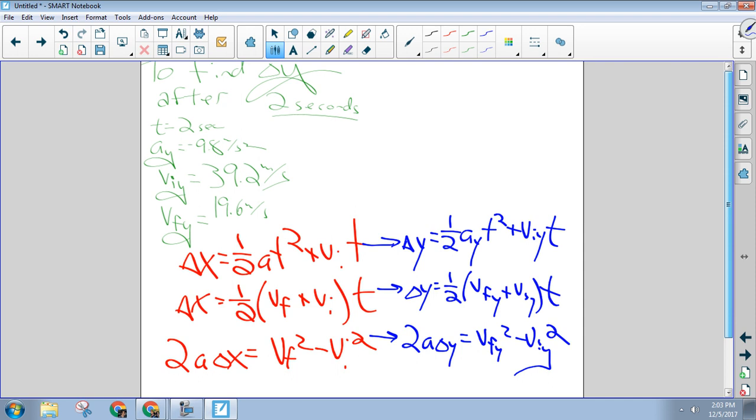The hard part is not plugging the numbers into the equation. The hard part is figuring out your given information.